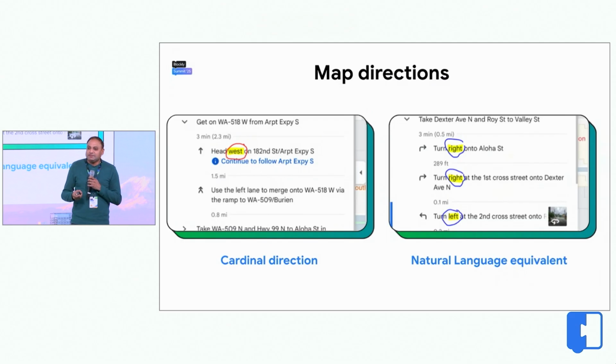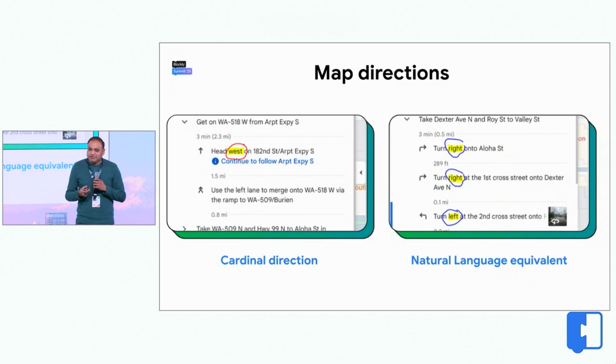Also, another reason is that we do not think of location in terms of cardinal directions in our daily lives. We typically think in terms of left of something, right of something, in front of something, or behind something.